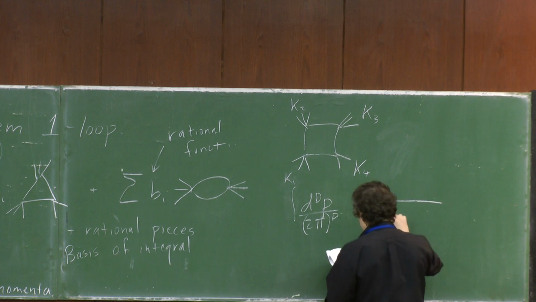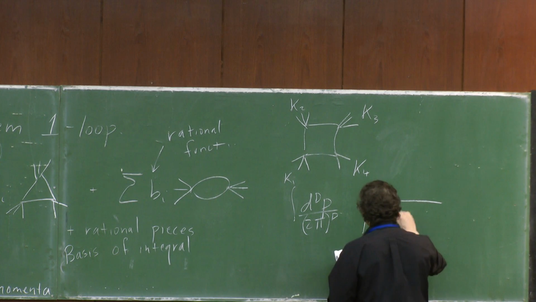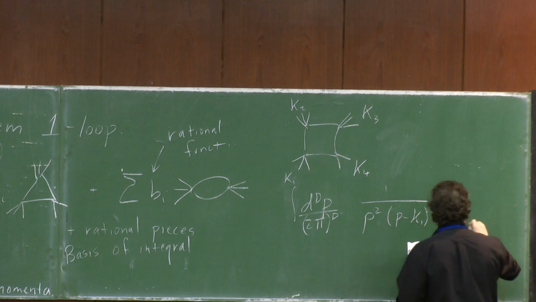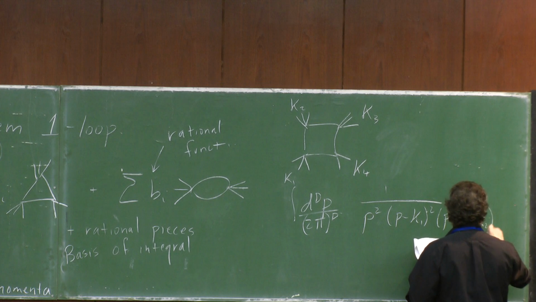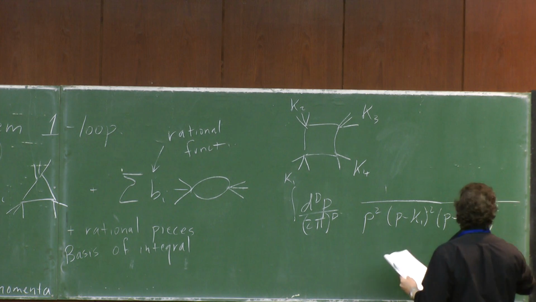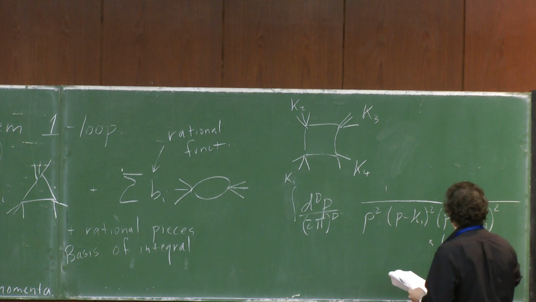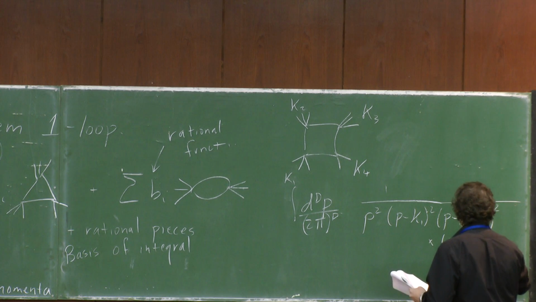Okay, so this is just the Feynman integral, p minus k1 squared, p minus k1 minus k2 squared, and then also down on the denominator, I also have p plus k4 squared.